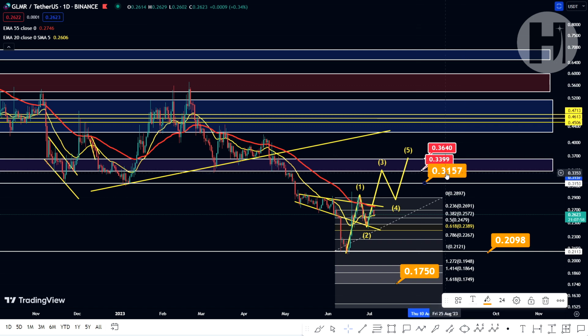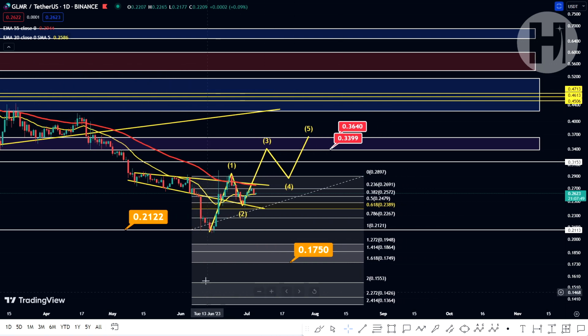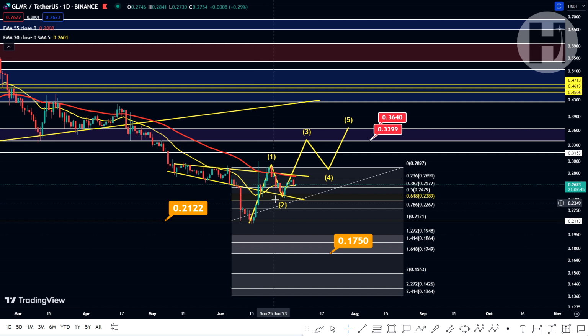We're going to remove this price tag for now. So our local bottom was printed here at 21 cents roughly. And this was printed June 15th, June 16th. From there, we started retracing. We already printed a higher low, and it looks like we're set to make another impulsive move to the upside.